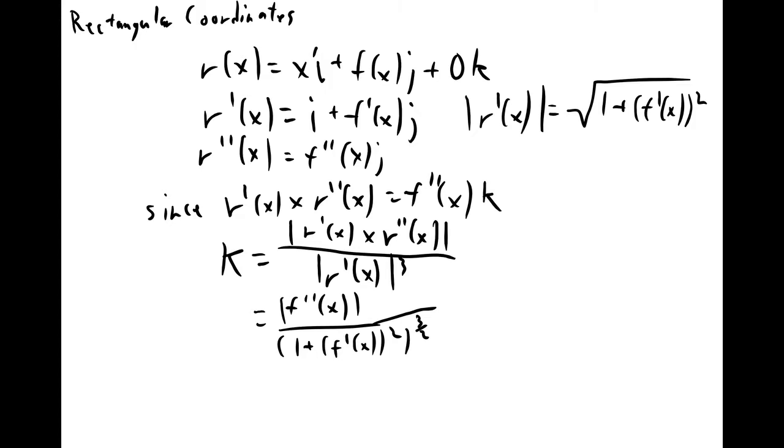And since r'(x) cross r''(x) gives us f''(x) k, we can take the equation kappa equals the absolute value of r'(x) cross r''(x) over the absolute value of r'(x) cubed, then plug in the values from our equation and get the absolute value of f''(x) over (1 plus f'(x) squared) to the 3/2.